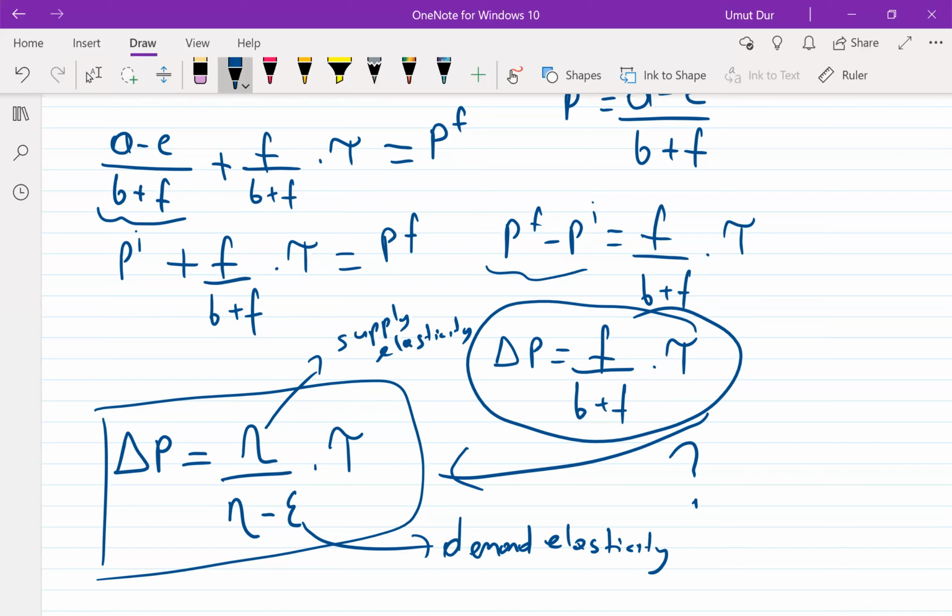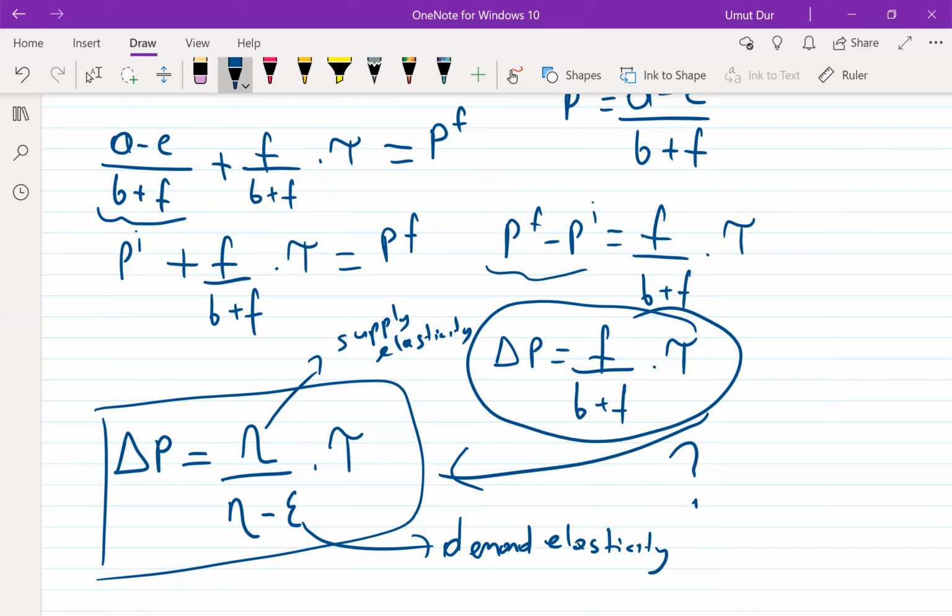Do these formulas look similar to each other? Can you see that? There is a similarity between those two formulas. Are you there? Yes, sir.